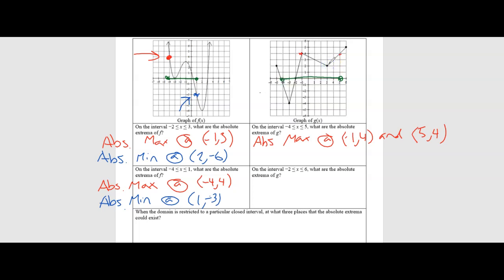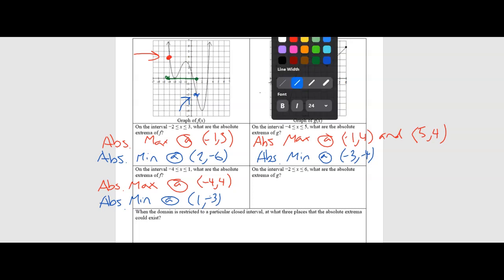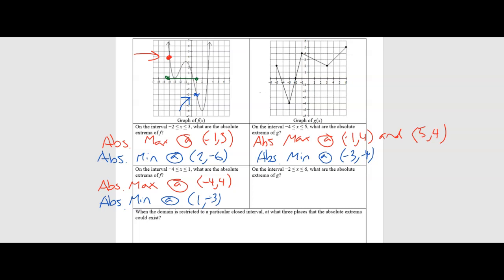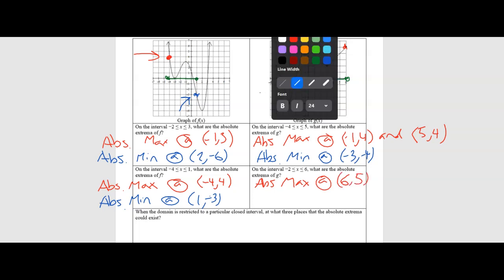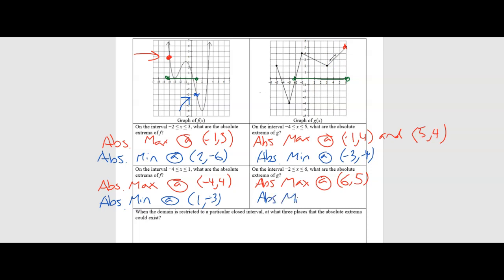Absolute minimum, looks like there's only one of those. It occurs at -3, -4. So absolute minimum at -3, -4. Let's change our interval to -2 to 6. Our absolute maximum is going to occur all the way up here at 6 comma 5. Absolute minimum, well, that's going to occur right here at 3 comma 2.